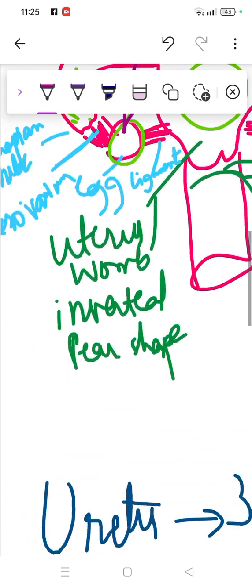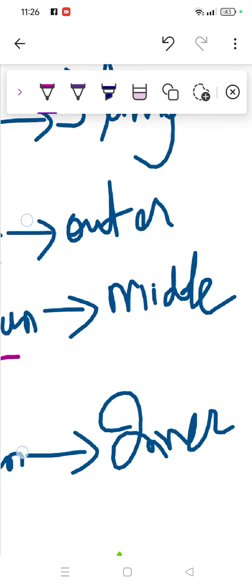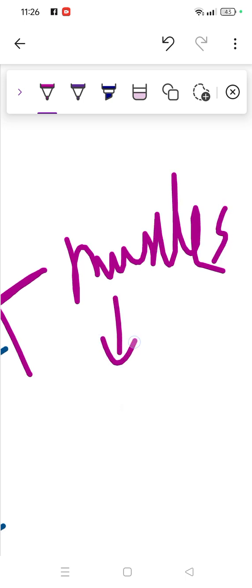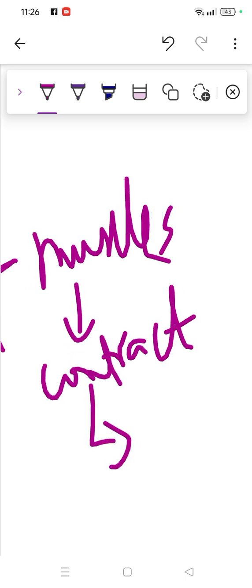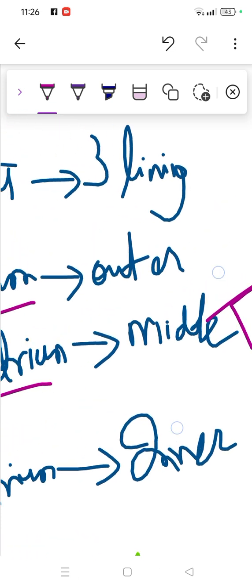And when we talk about the uterus lining, we have the perimetrium first, then the myometrium, which is the second one, and this has muscles. Myo means related to muscles. So they have muscles which help in contraction and relaxation. These muscles are very important because at delivery time, when the baby is coming out, they contract so that the baby comes out easily. So I'm sure it's clear to you.